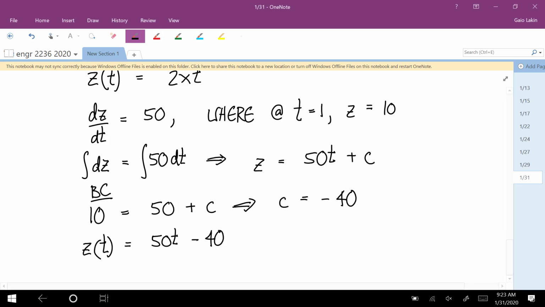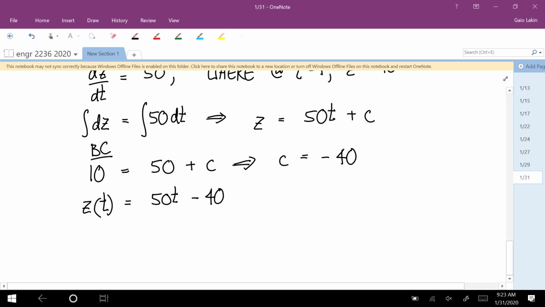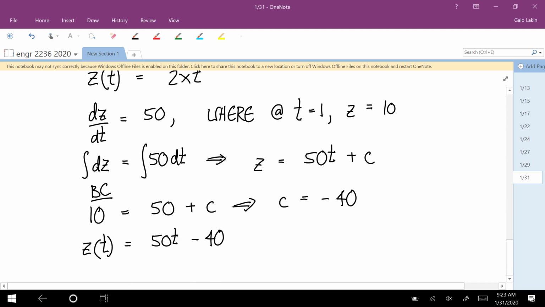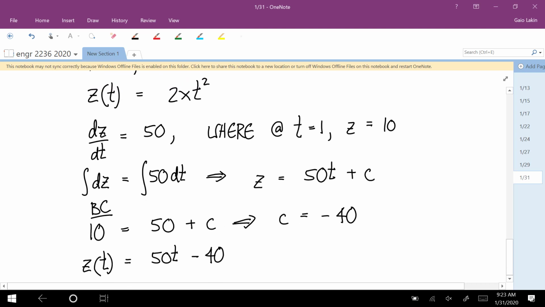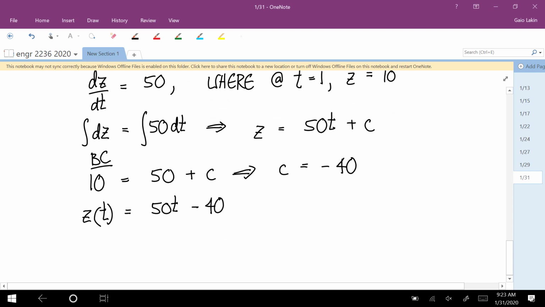Well, we don't want z. We made up z ourselves, so nobody asked us for that. We want x. So now we have to substitute back in 2xt squared is equal to this thing that z is equal to.